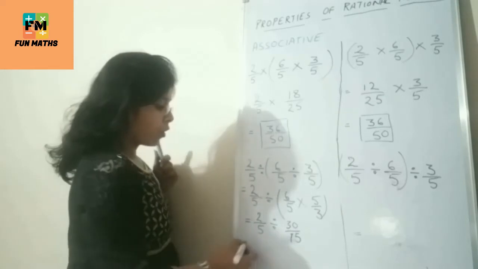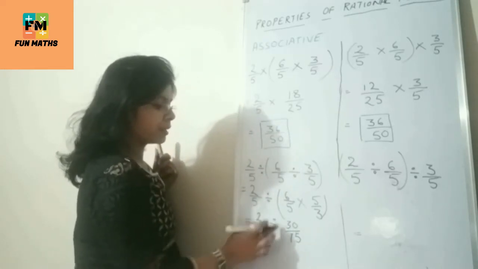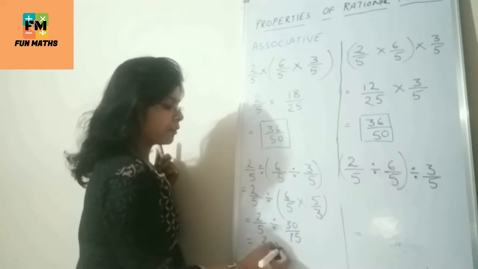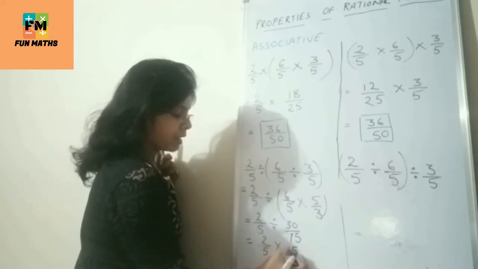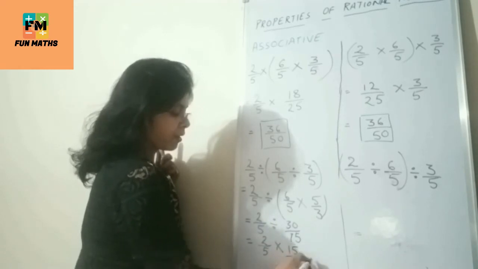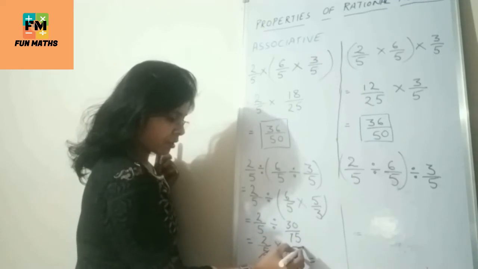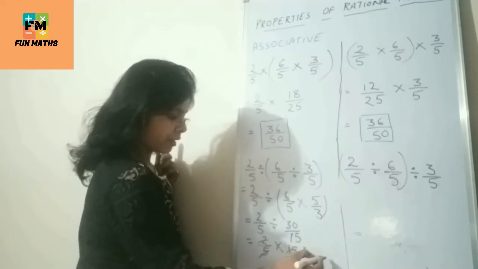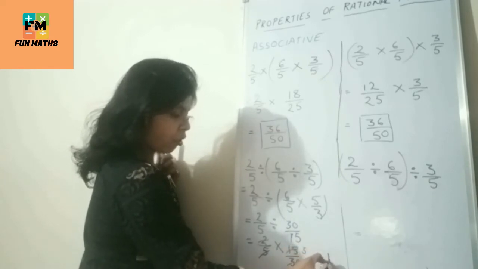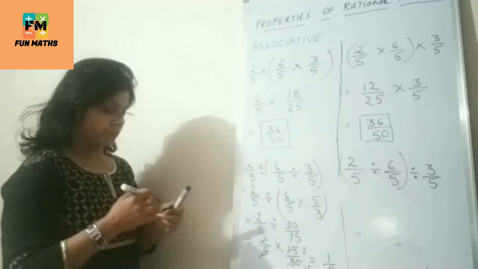Right? Now, what can we do? 2 by 5 we will write. Then we can change this division symbol into multiplication. And then we will write the second rational number. When we solve this, we can simply cancel this out. It would be 3. Here we will be getting 15. So, it would be 3 by 15, or we can write 1 by 5.